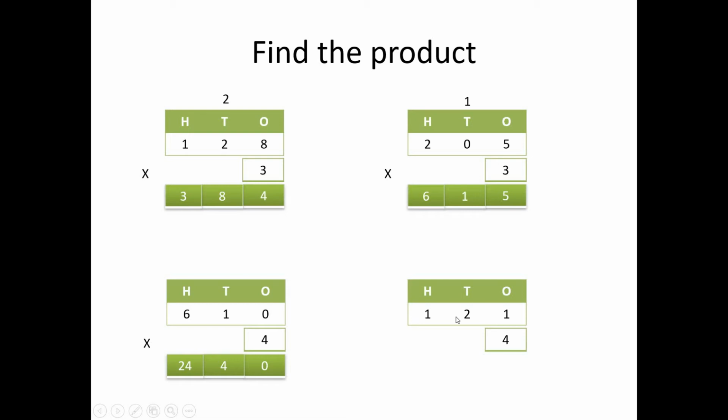Next we have 121 multiplied by 4. So let's multiply: 4 ones are 4, 4 twos are 8 and 4 ones are 4. So 484 is the answer.